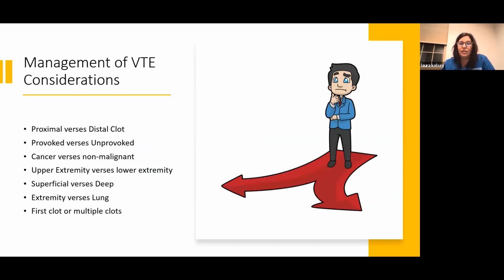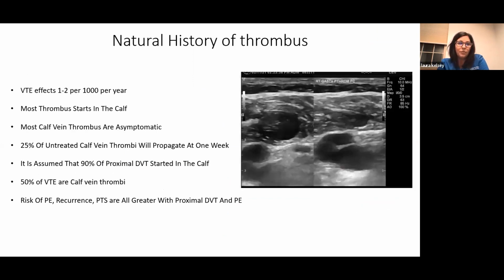Where is the clot? Is it provoked? Is it provoked by what? Is it cancer? Is it not cancer? All these things really have to be considered when we're dissecting out how we're going to treat these veins or these clots. To know the natural history, it's still estimated that this affects 1 to 2 per thousand per year.